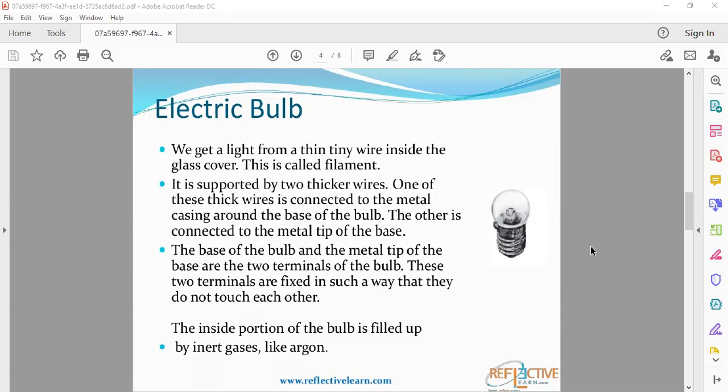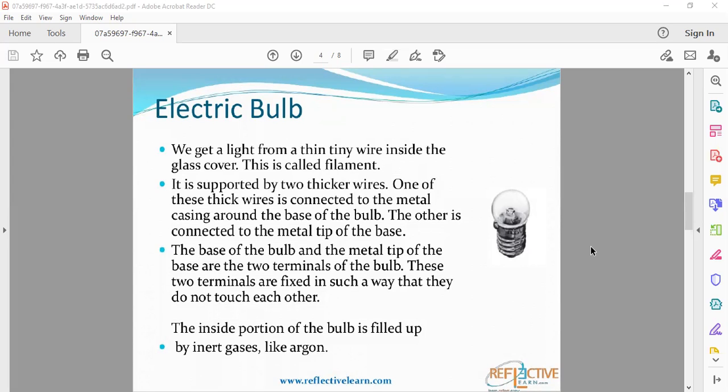The second thing we discussed was the electric cell, because the electricity to a bulb in a torch is provided by an electric cell, and we had discussed in detail that the electric cell has two terminals, one positive and the other negative, and chemicals are stored inside the cell which provide energy to the cell. Next we'll be discussing the electric bulb.